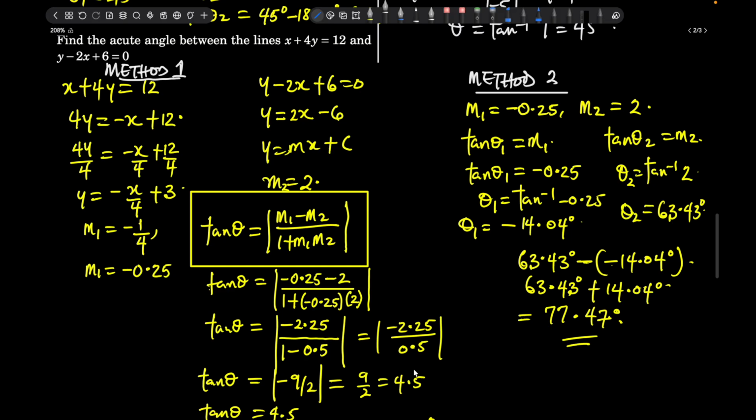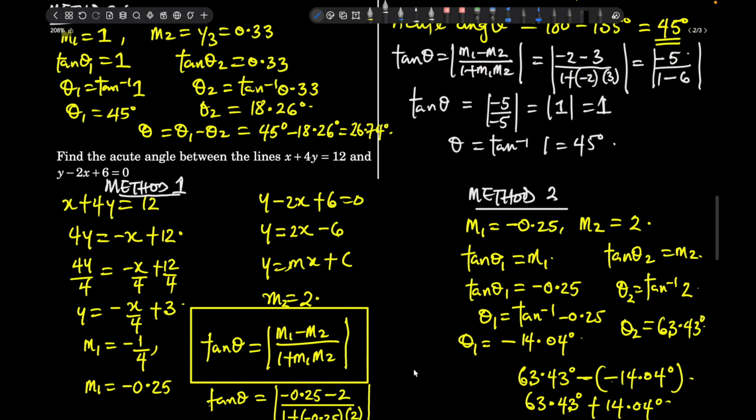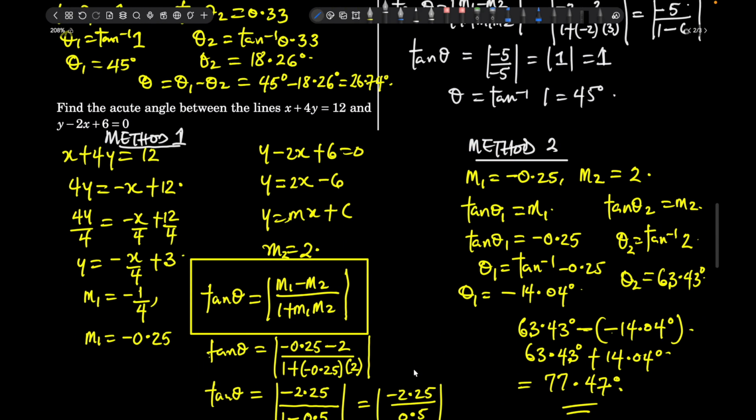What if both are negative? Yes, if both are negative, let's say after your calculation you got minus 30 for one, and the other one you got minus 20. All you have to do is, like I said, subtract the smaller one from the larger one. Let's say you have minus 10 degrees, and then you have minus 20. Everyone in this class knows that minus 10 is greater than minus 20. So it's going to be minus 10 minus minus 20 degrees.